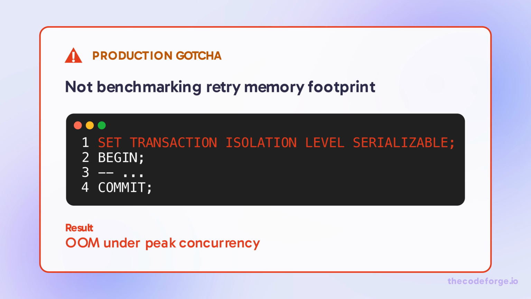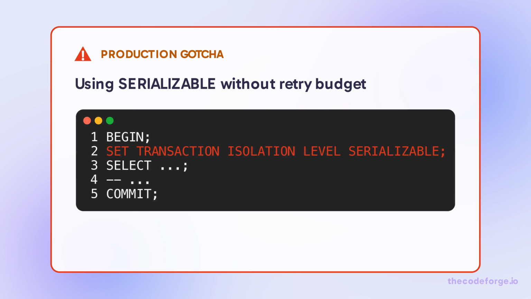Always benchmark your transaction retry memory footprint under peak concurrency. SERIALIZABLE isolation is not free, it trades memory for correctness. The production incident we opened with: a 4 GB container kept dying because SERIALIZABLE isolation caused retries to accumulate MVCC snapshots in memory. The fix was to use read committed and add retry jitter.